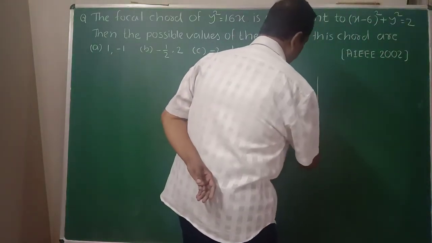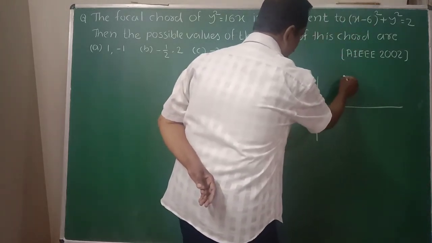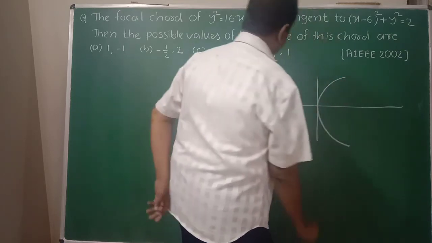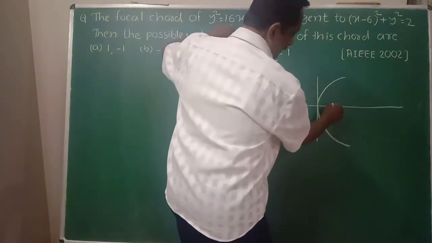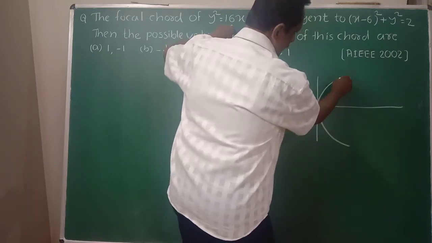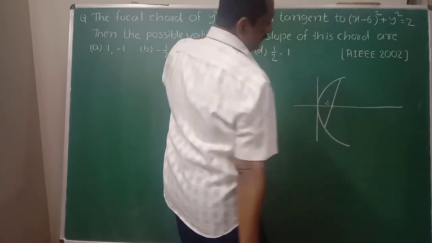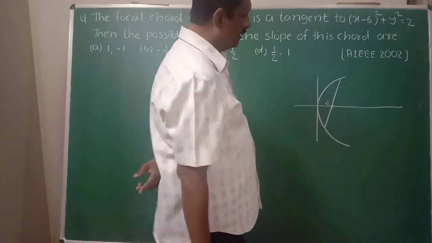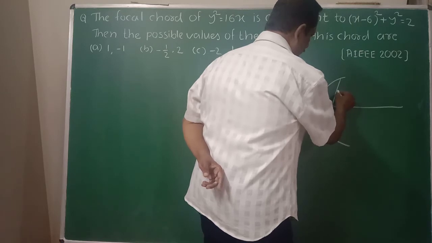So just observe here. This is the x axis and y axis, and here is a parabola. The equation of the parabola is y square is equal to 16x. Consider this point as the focus. Here is a tangent, meaning a focal chord. This is the focal chord. A focal chord means a line passing through the focus of that parabola. Then here is the circle. Consider this is a circle.